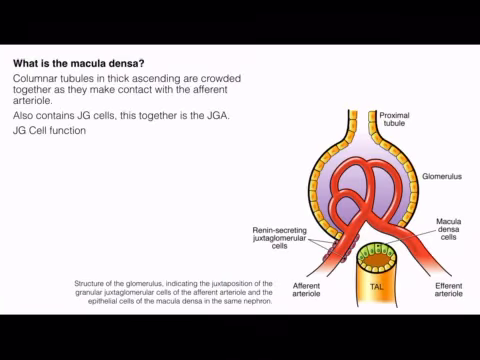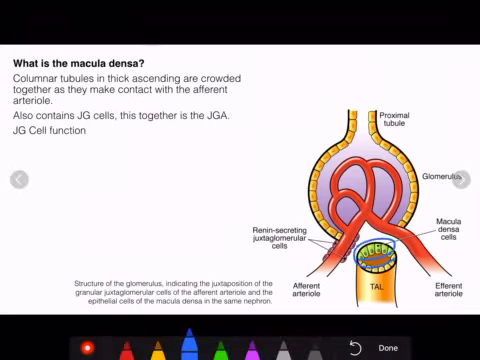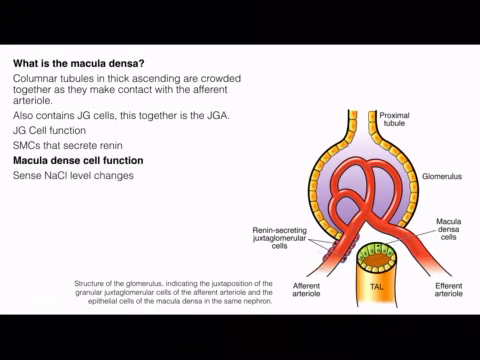What is the macula densa? Those columnar cells in the thick ascending limb crowded together. They also contain juxtaglomerular cells, which together are the juxtaglomerular apparatus. So 1 and 2 together. Juxtaglomerular function, we've been over this. It's renin, macula densa, boom.